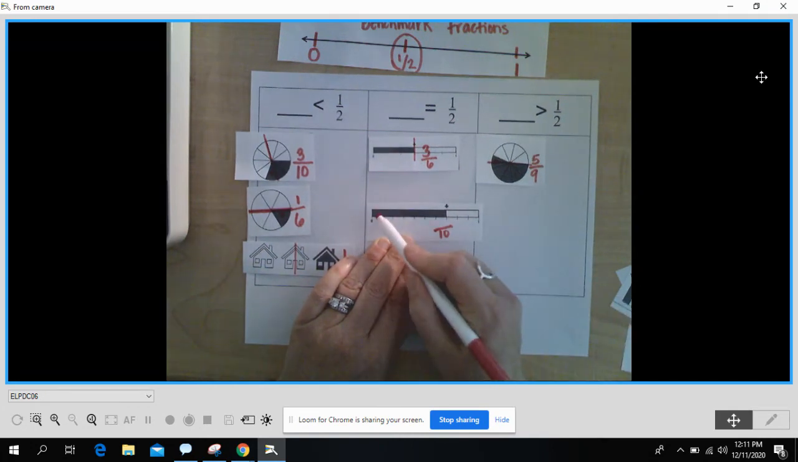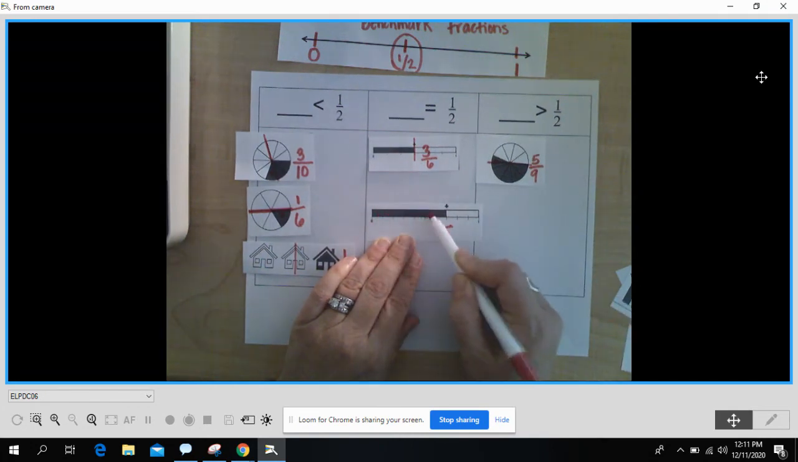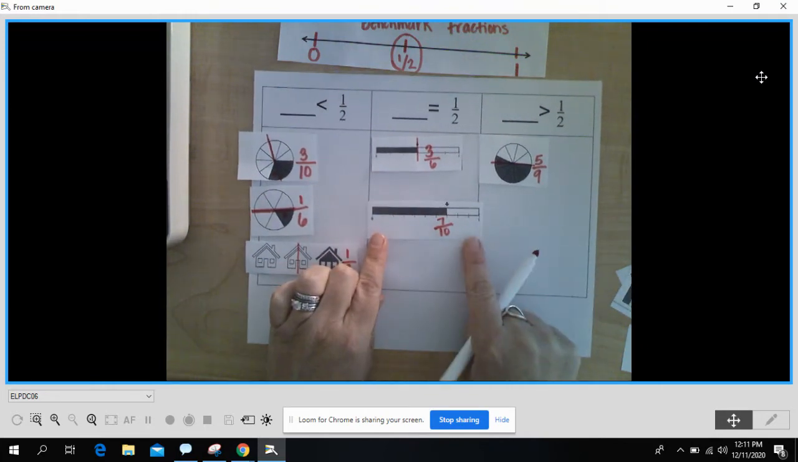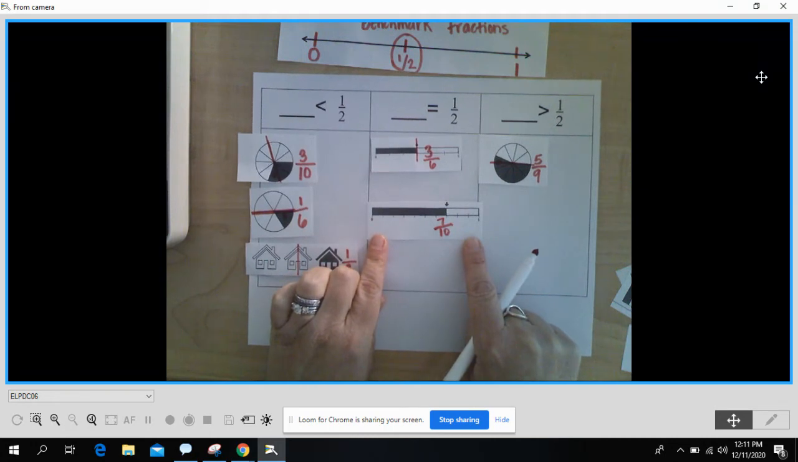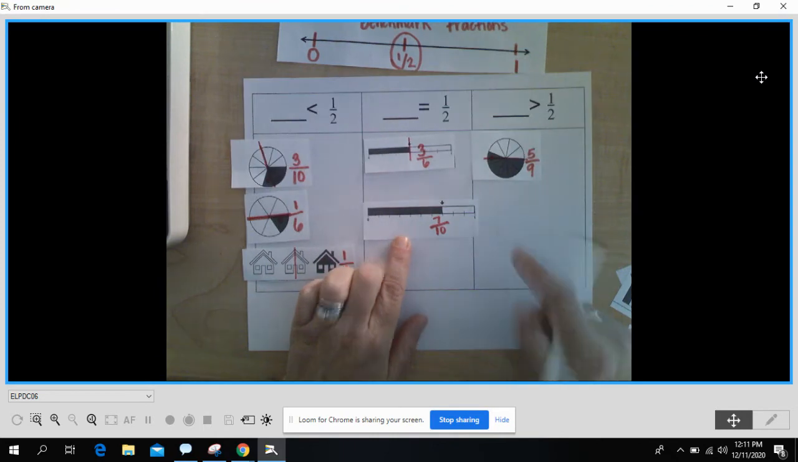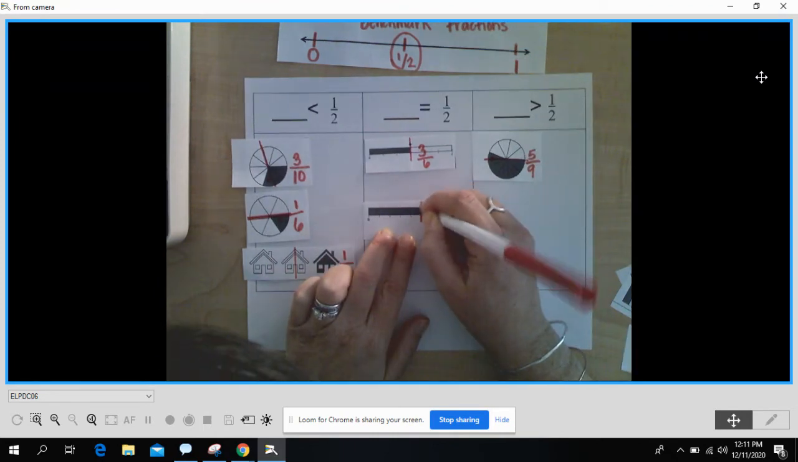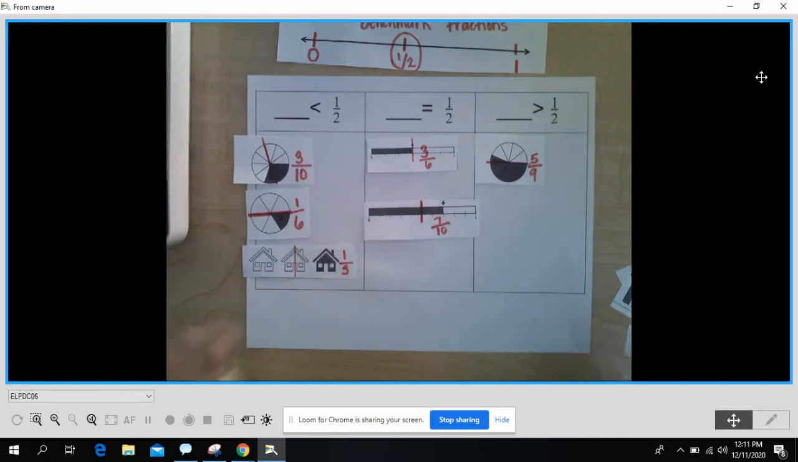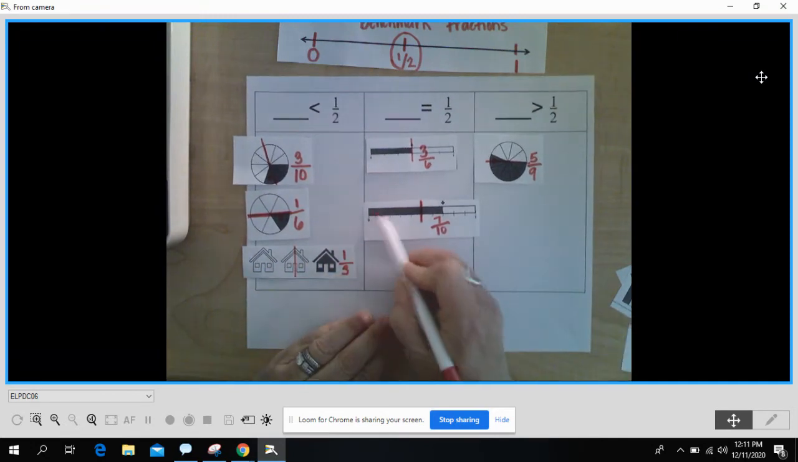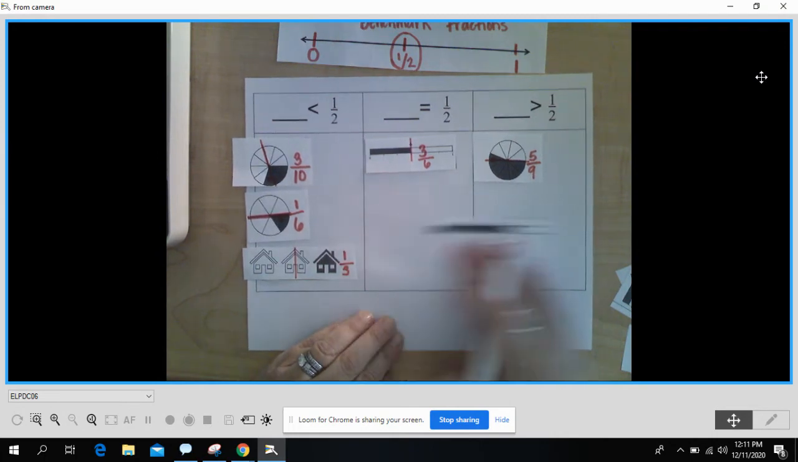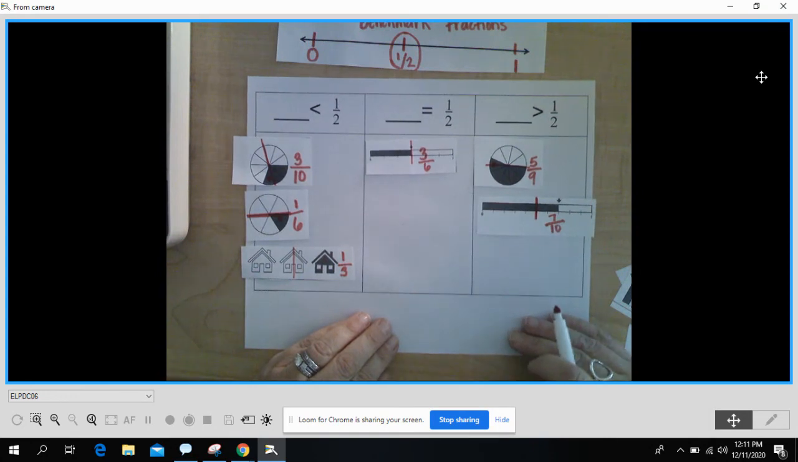How many do I have? 1, 2, 3, 4, 5, 6, 7. I have 7. Now, what would half of this be? Can you think of the fraction in tenths that's equal to half? It would actually be right here in my model. So I can see that 7/10 is greater than half. What would be equal to half? 1, 2, 3, 4, 5. 5/10 would be equal. But this is 7/10, and it is greater than half.